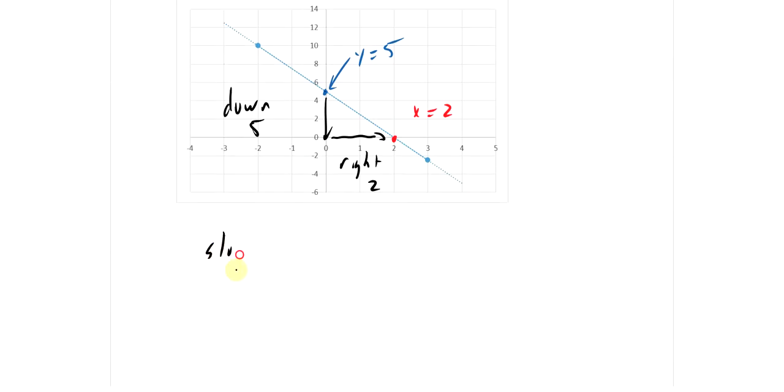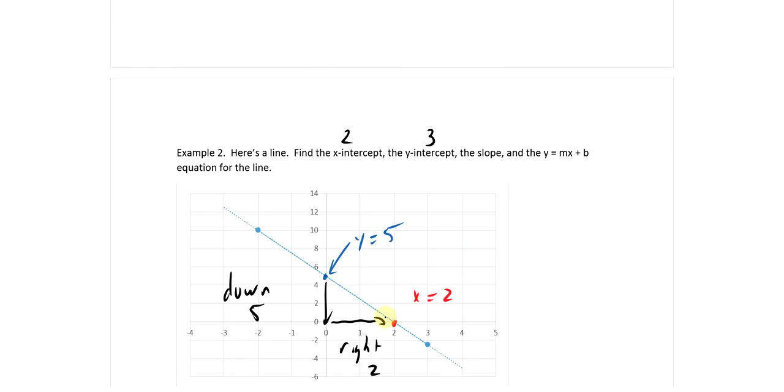Well, slope equals down 5, that would be minus 5 units on the y-axis, and then underneath we put how far we go on the x-axis. So slope is minus 5 halves, because we went down 5 over 2, right 2, to go from the y-intercept to the x-intercept. So if you know the y-intercept and the x-intercept, you can find the slope.